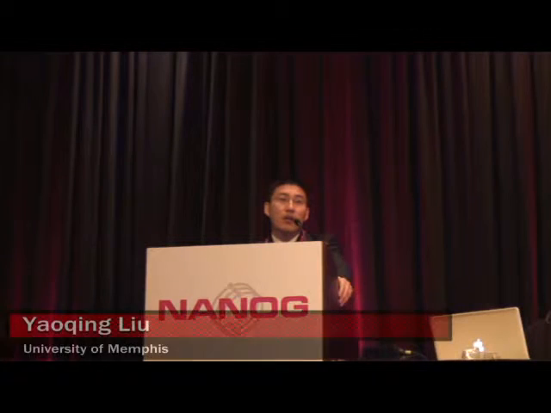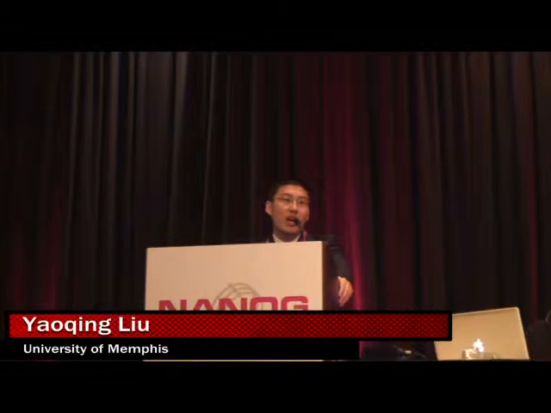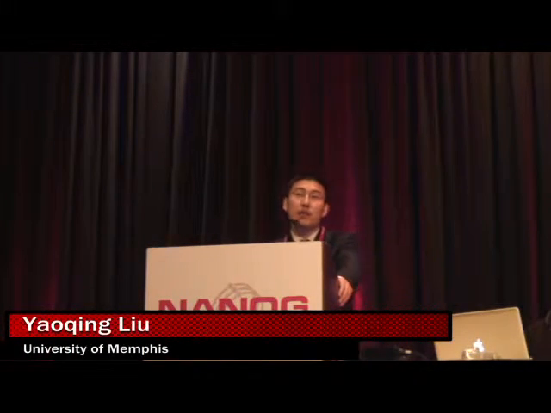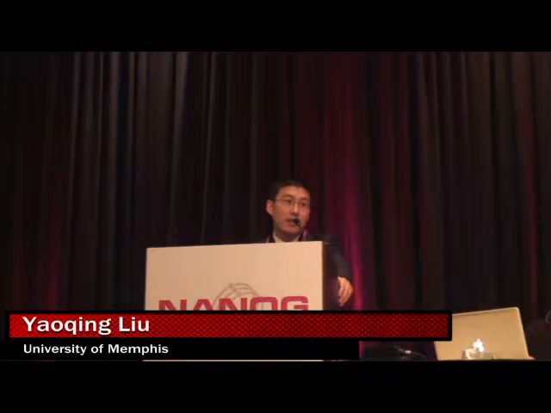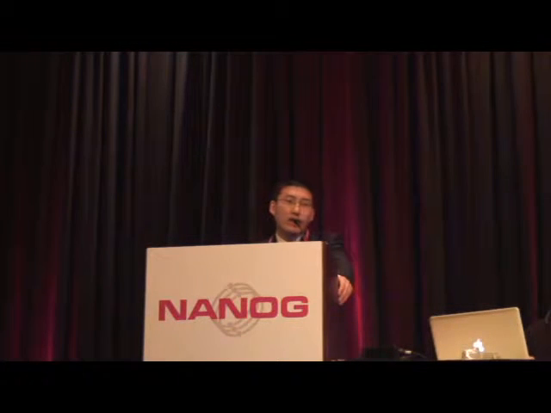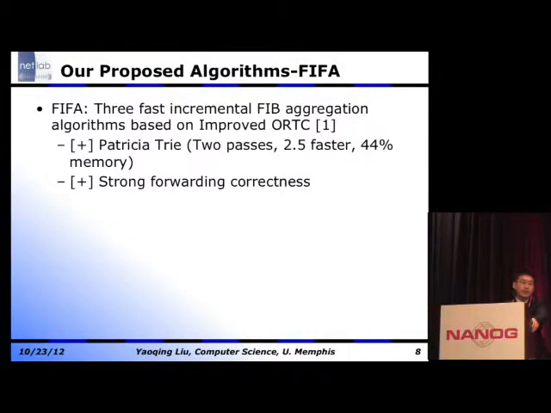So we made two main contributions in our work. First, we improved the ORTC using a Patricia trie, which is a space-optimized trie, and we only use two passes to finish the same task as the original ORTC does. And right now, it's 2.5 times faster, and it only takes 44% of the original memory. And they keep the strong forwarding correctness.